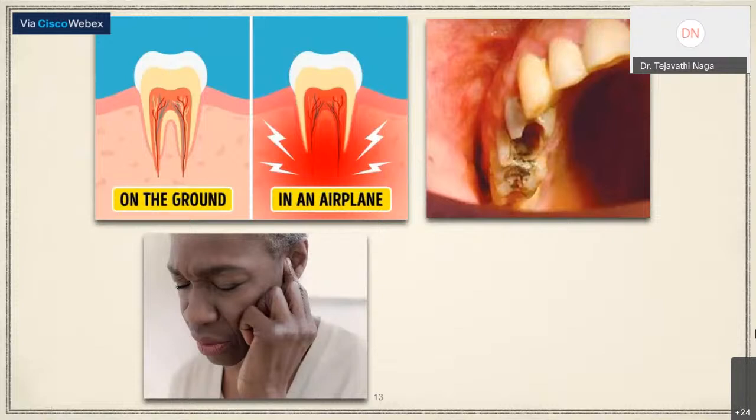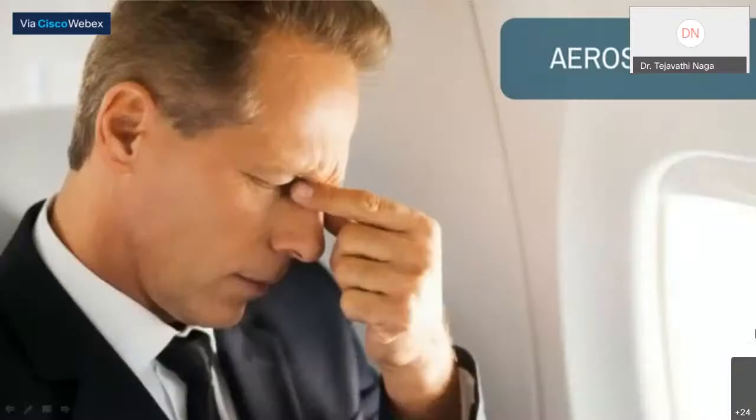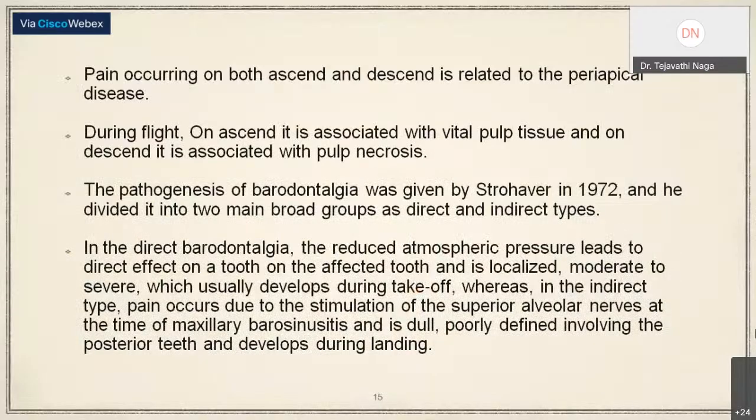There could be otitis media. Whenever you go to a higher altitude, on mountains or hills, your ear tends to get clogged. For that, you have to yawn or swallow, and it pops open. Similarly, the same happens with otitis media. There is entrapment of air in the sinus, due to which there is pain in the frontal region, that is aerosinusitis. Occurring on both ascent and descent is an irritative disease. During flight, on ascent it is associated with vital pulp tissue, and on descent it is associated with pulp necrosis.